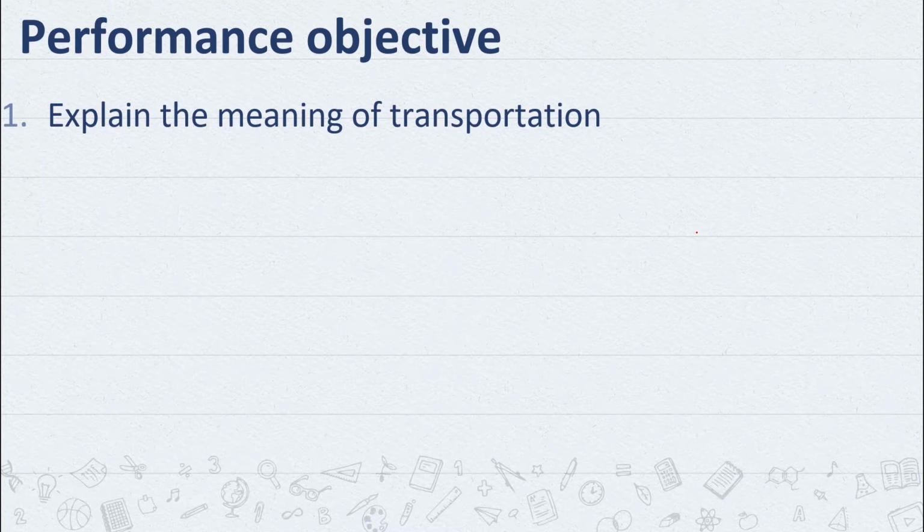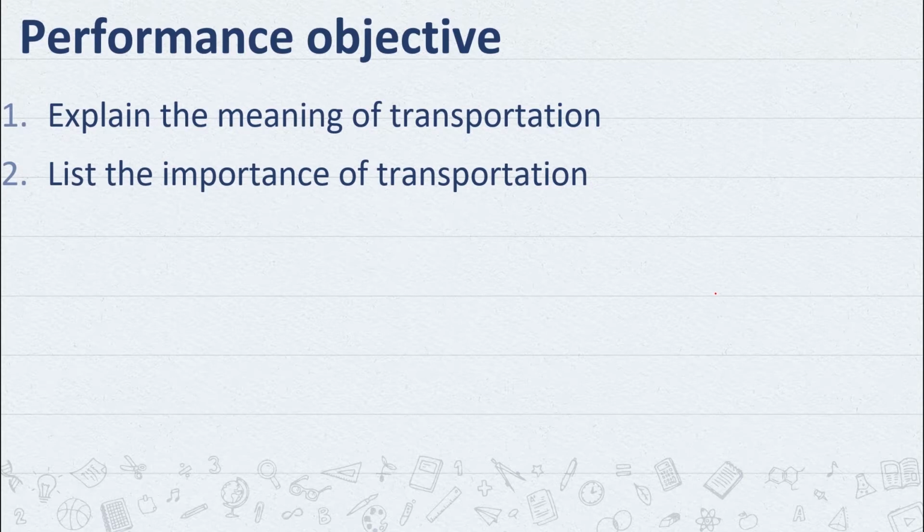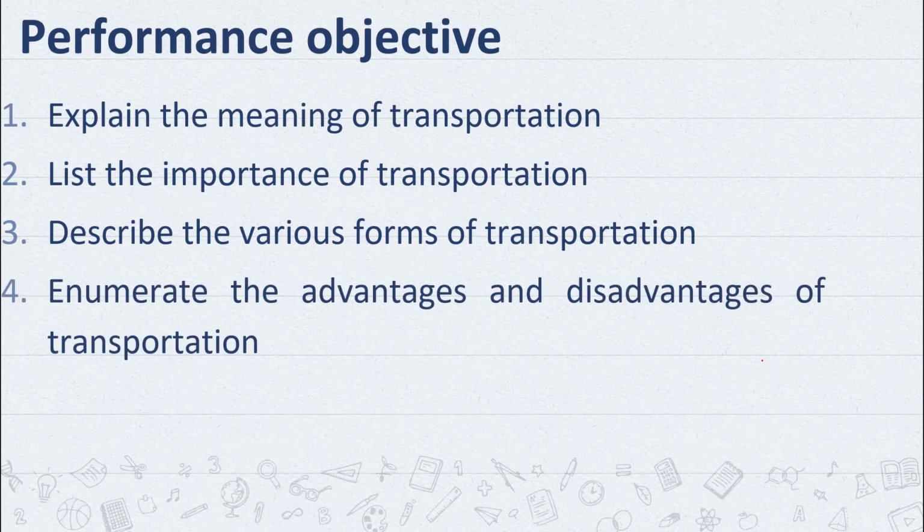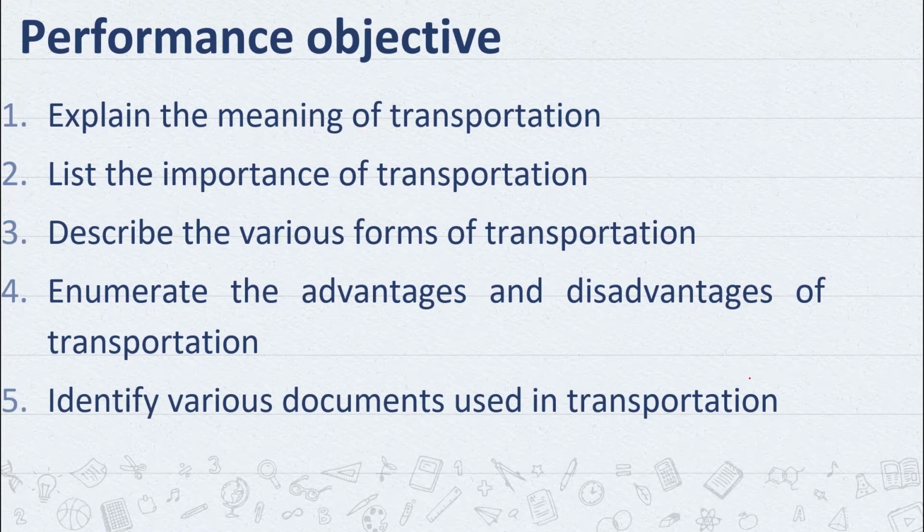The first one there is explaining the meaning of transportation. The second one there is list the importance of transportation to the economy and to man. Then number 3 is describe the various forms of transportation. Number 5 is enumerate the advantages and disadvantages of transportation to the economy and to man. Then the 5th subtopic we'll be looking into today is identifying various documents used in transportation.